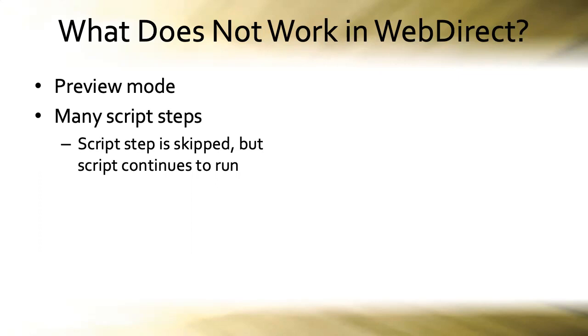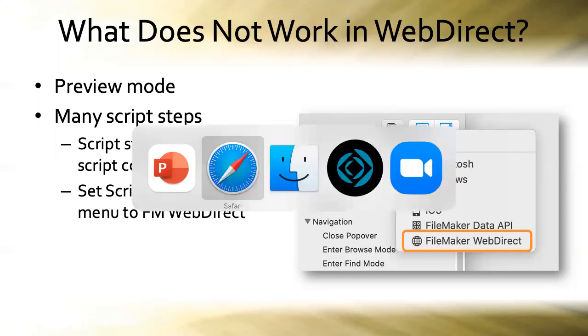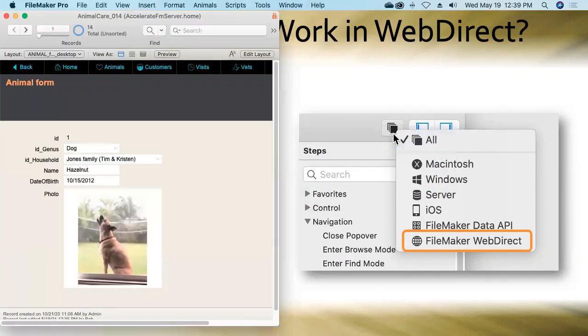Here's how you figure out whether a script step is compatible with WebDirect or not. You can use this script compatibility menu to say, show me which script steps are compatible with FileMaker WebDirect. It's in the top right corner of the script workspace. I'll show it to you now. Switching over into FileMaker, and I'll get into the script workspace.